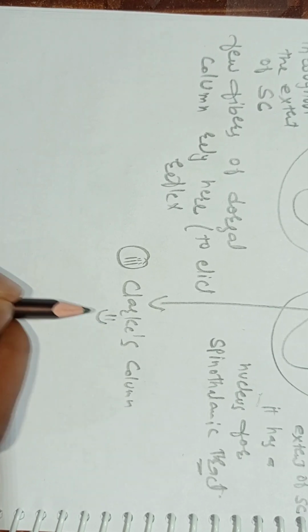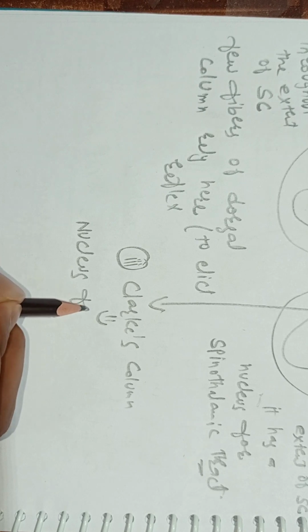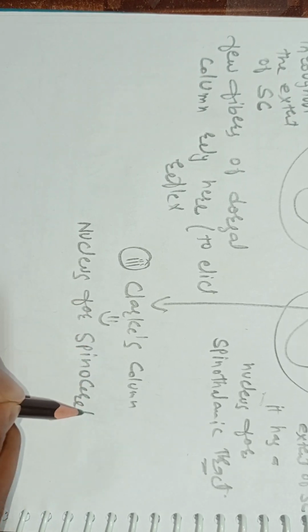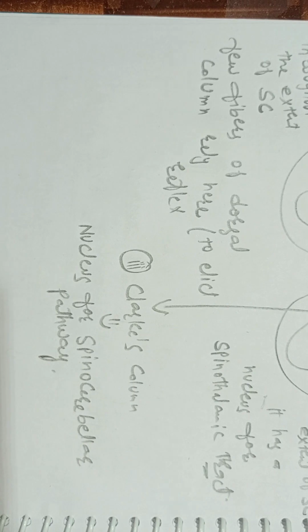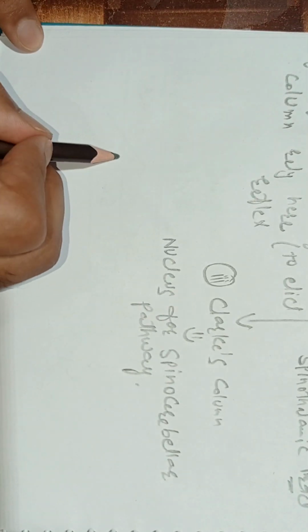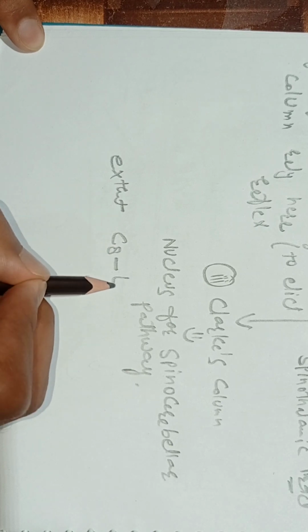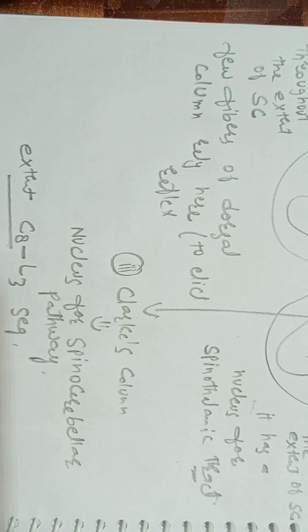What is the function of the Clark's column? It is a nucleus for the spinocerebellar pathway. It is another tract that we will study later. And its extent is C8 to L3 segments. Only in these segments is the Clark's column present.